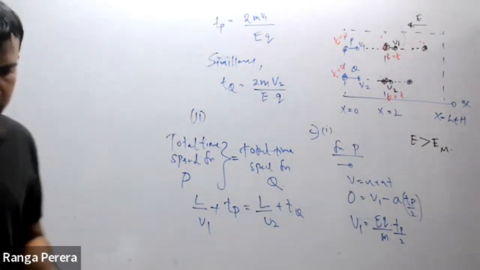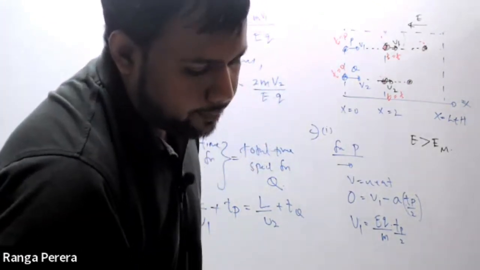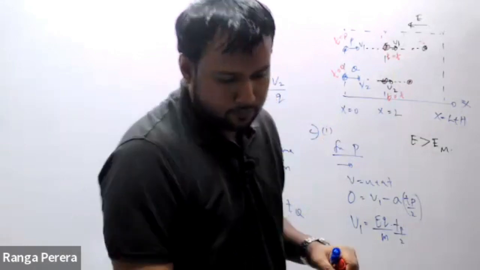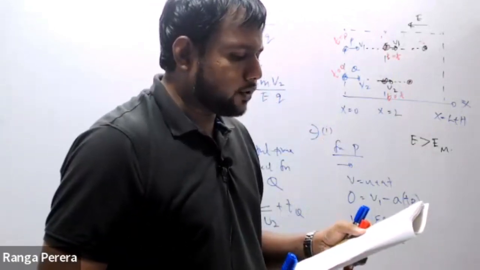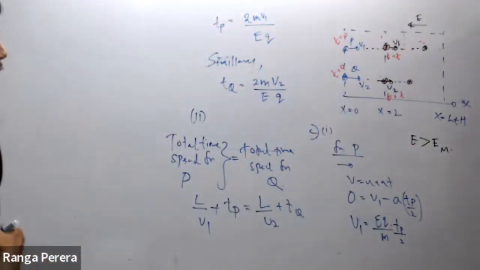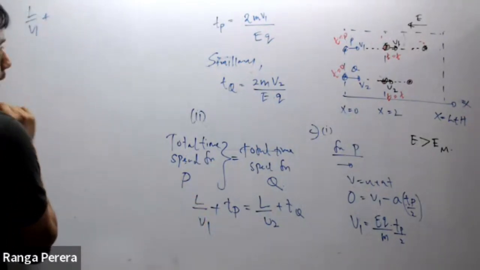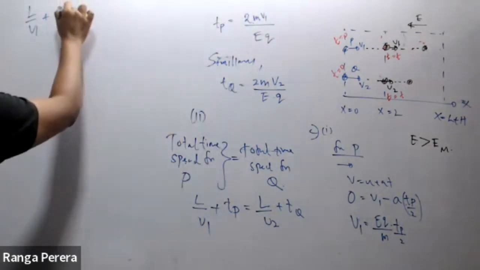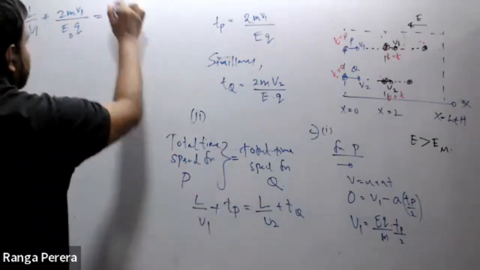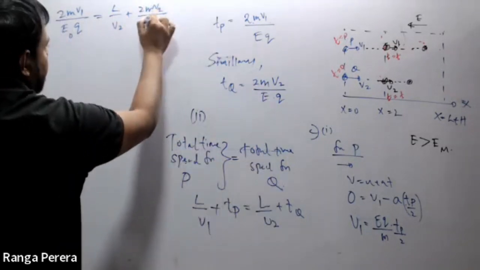Now, according to the question, what they want, write down an expression for the E0 to other relevant parameters given above. So when the electric field is equal to a certain value of E0, that could happen. So now the electric field is E0. L divided by V1 plus TP, TP is 2mV1 divided by E0 into Q, equal L divided by V2 plus TQ. It is 2mV2 divided by E0 into Q.